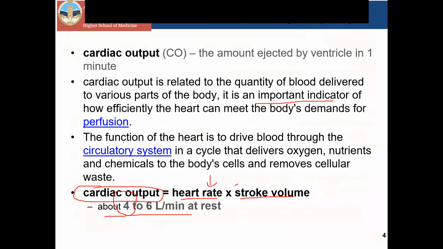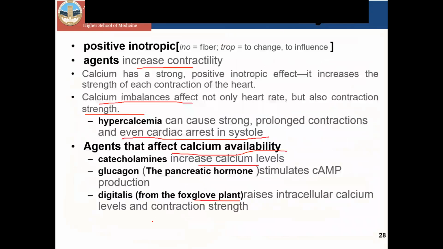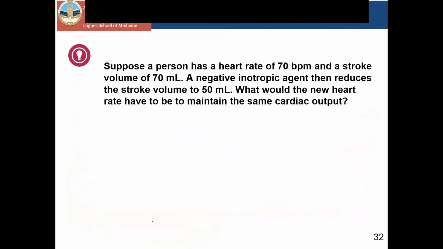Here it's 70, this one 70, and this one 70. After the negative inotropic effect, stroke volume is 50. And they ask how much the heart rate should be for the same cardiac output. You need more to count. 20. How much? More 20. 90, 80. How do you count?